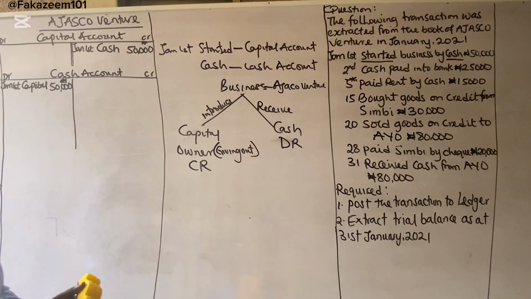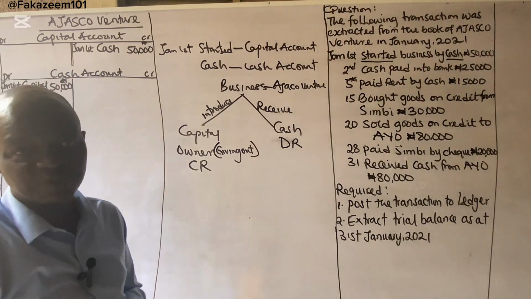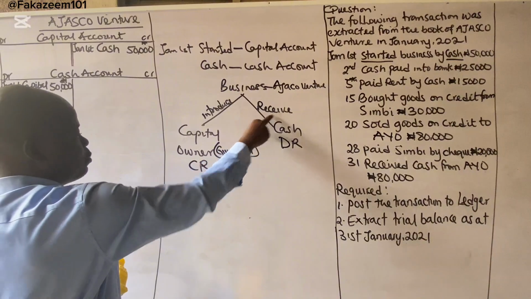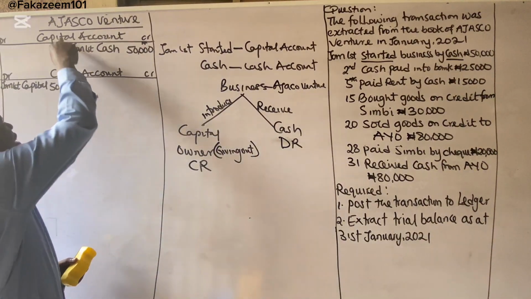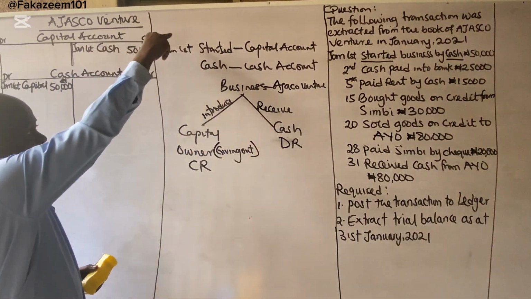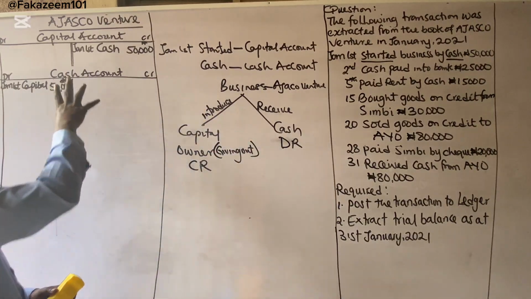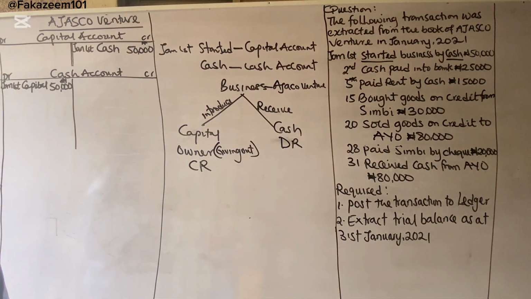For every debit entry, there must be a corresponding credit entry. For every receiver, there must be a giver. The item that is given out will be credited, while the item that is receiving will be debited. This process is known as double entry, and we have demonstrated the double entry in the ledger. That is, we have recorded January 1st. Let's move to January 2nd.